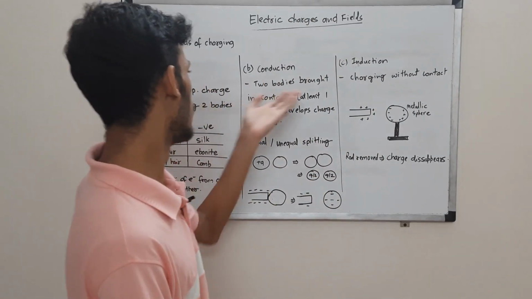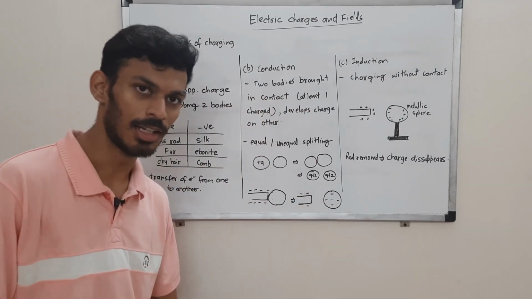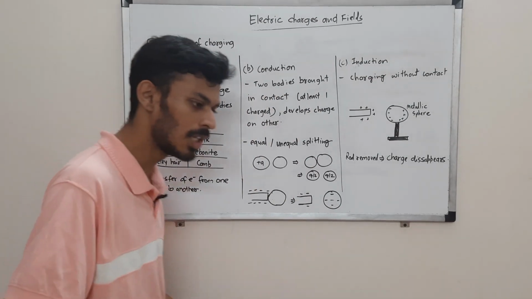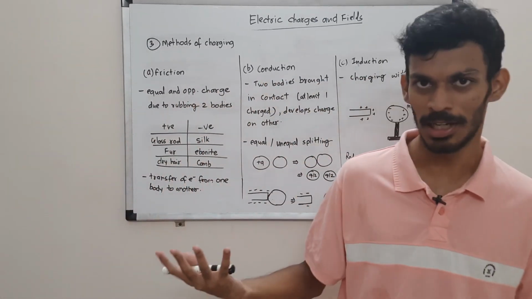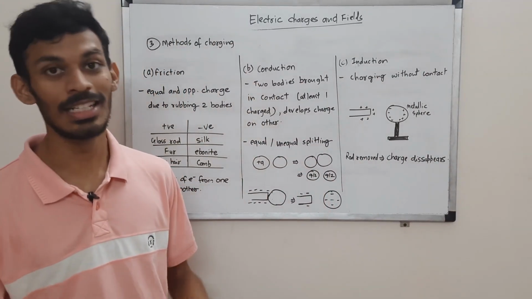Okay, so two bodies brought in contact, at least one of them charged, develops a charge on the other, provided we have both conductors. There might be equal splitting of charge or unequal splitting of charge. This depends on potential, right? Current only flows when there is a difference in potential.